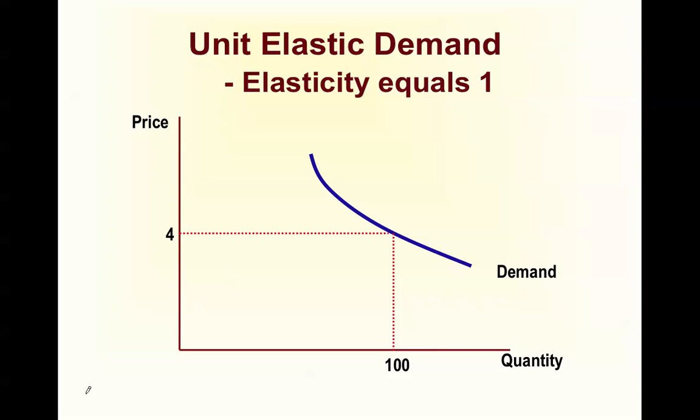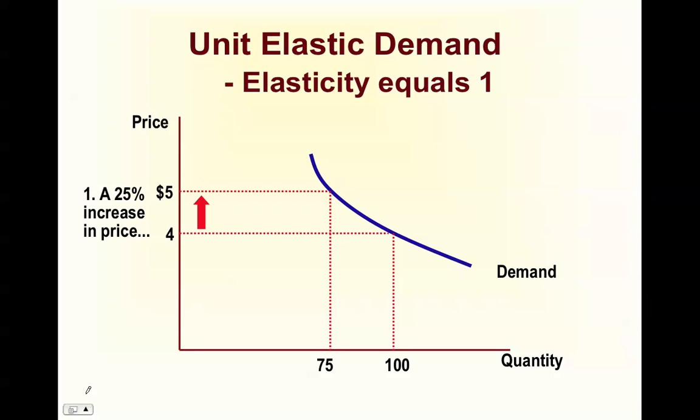Unit elastic demand. This is a special case where the increase in price leads to exactly the same drop in quantity. Rarely see this in the real world behavior-wise, but that number 1 is very important because it is the measuring stick by which anything above 1 is going to be elastic, anything below 1 is going to be inelastic.